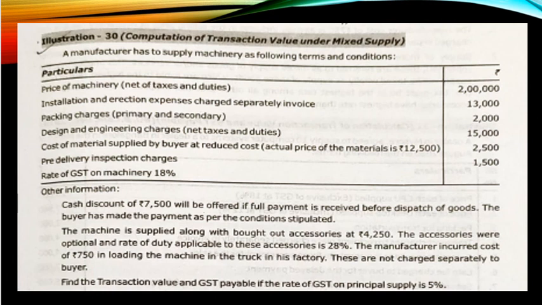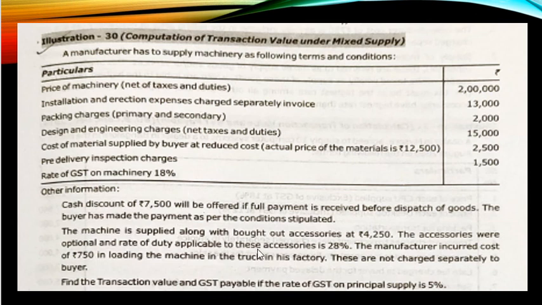So what are the other expenses? There is information given here as other information. Let us read out whether we can consider those expenses also. In other information they have given: cash discount of rupees 7,500 will be offered if full payment is received before dispatch of goods. The buyer has made the payment as per the conditions stipulated. So this discount is given when the full payment is received against the invoice, that is, before the due date. If it is done as stipulated, 7,500 will be considered as a deduction.